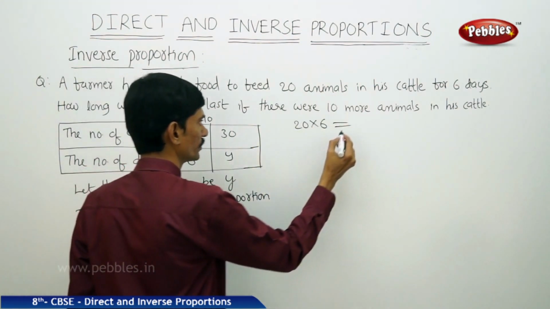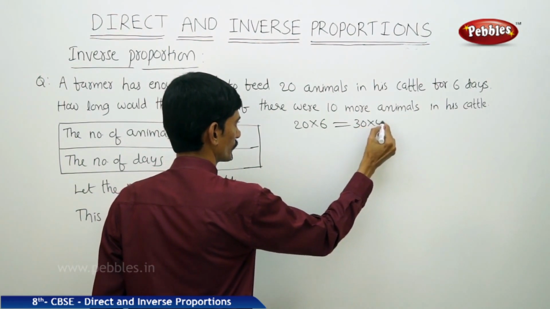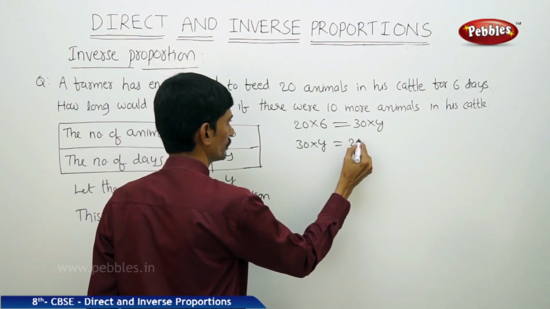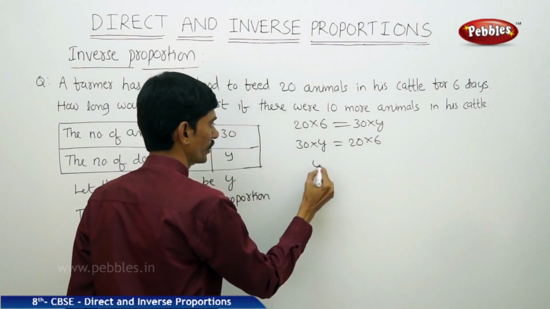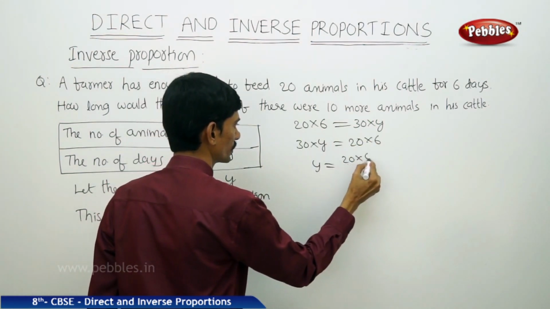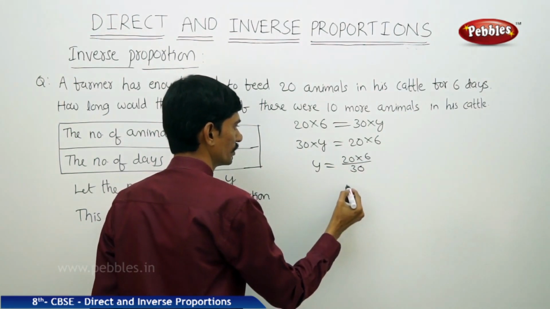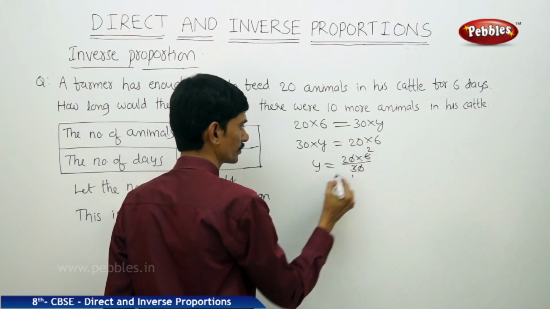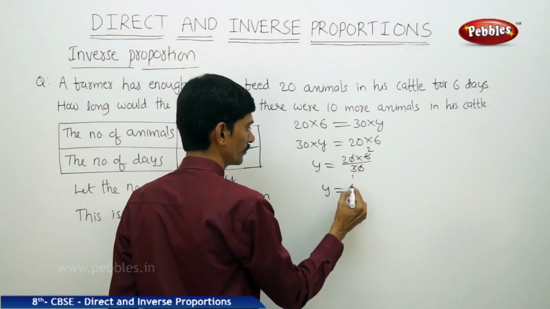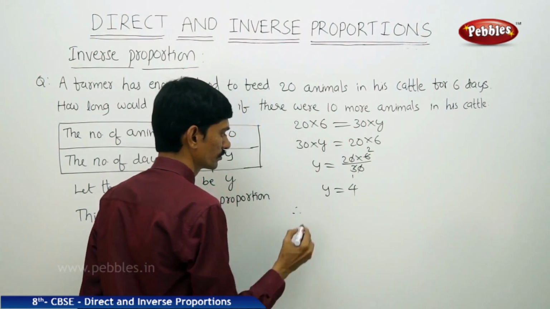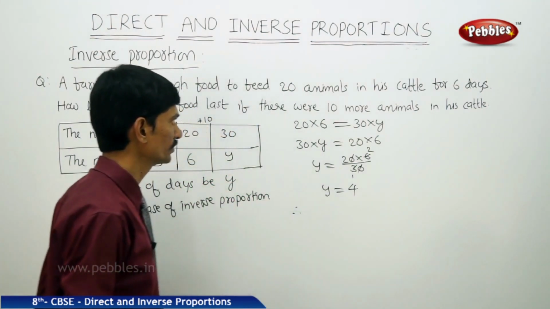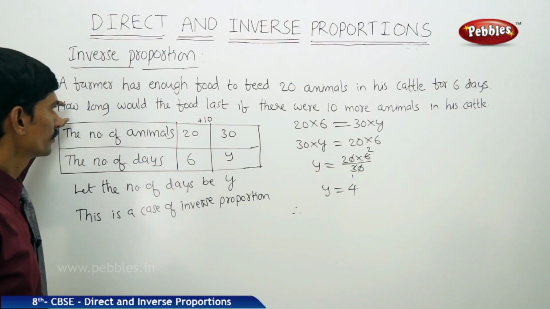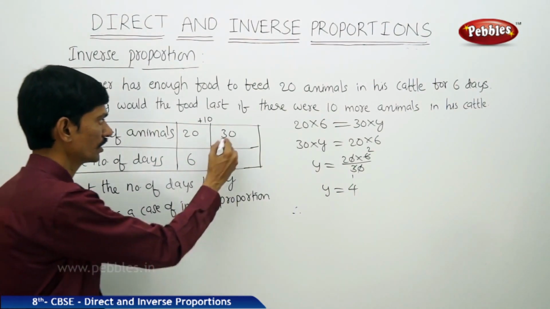equals 30 into y, or 30 into y equals 20 into 6. Then y equals 20 into 6 by 30. Here you can cancel 0 and 0, then 3 1s are 3, 3 2s are 6. So y equals 2 2s are 4. So the number of days is 4, means for 4 days he can feed the food for 30 animals.